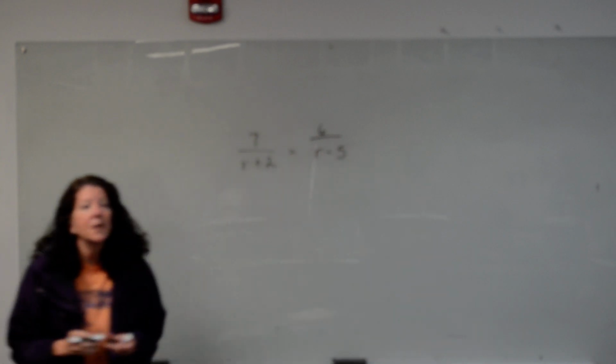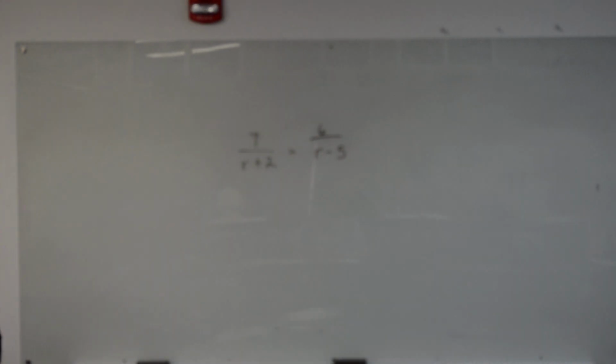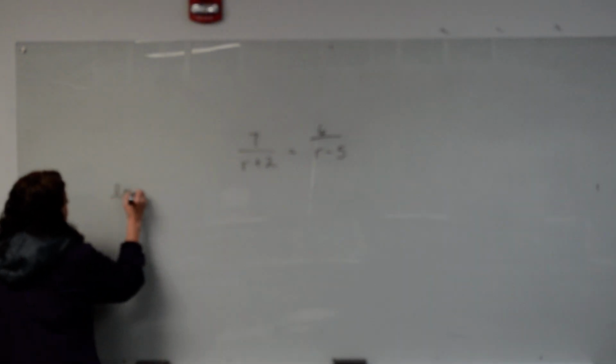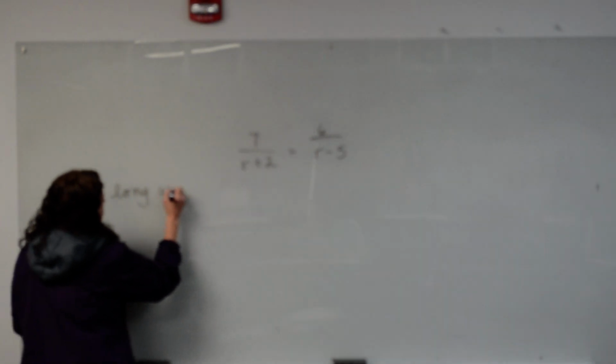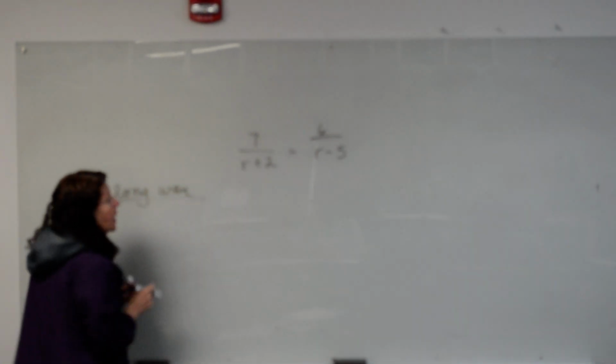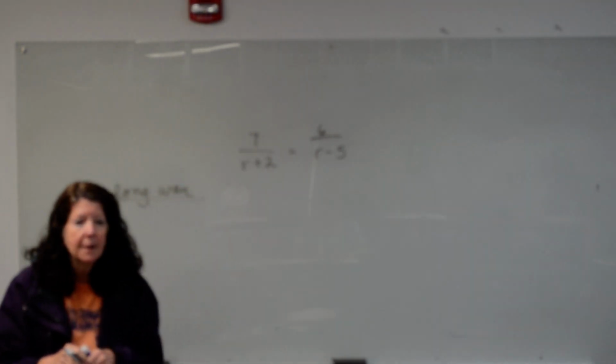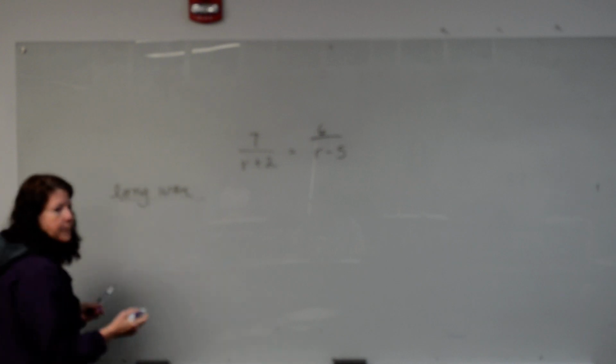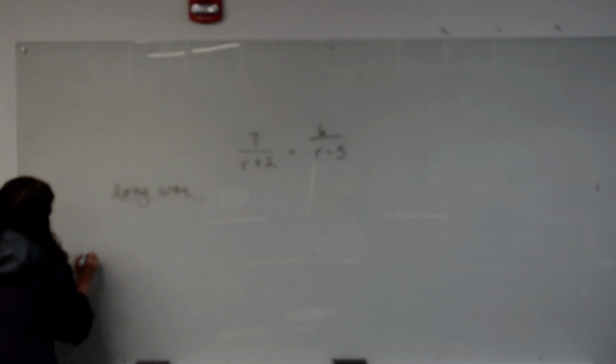All right, if I were to do it the long way, what would I do? R minus 5, R plus 2. All right, long way. I need a common denominator between both sides, don't I? Yes? Okay, what is the common denominator? R minus 5, R plus 2.